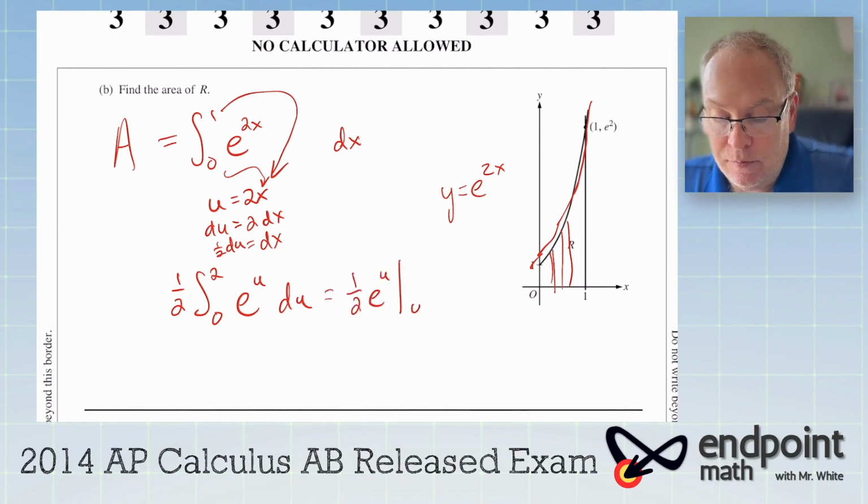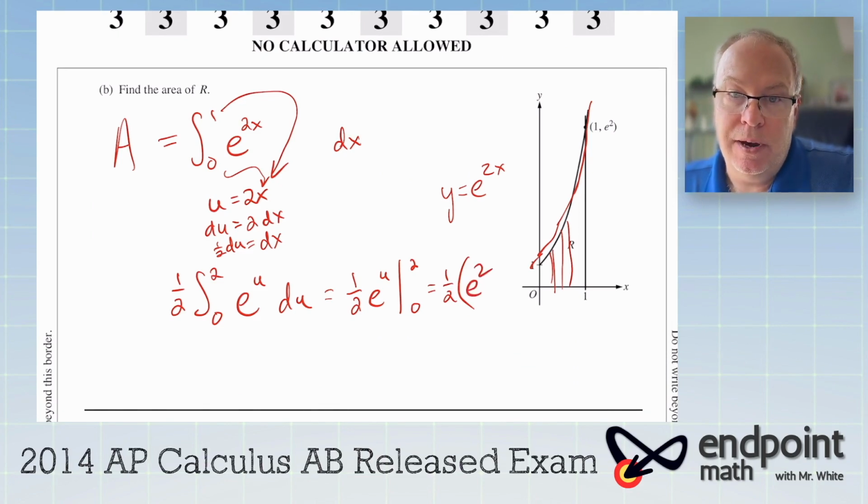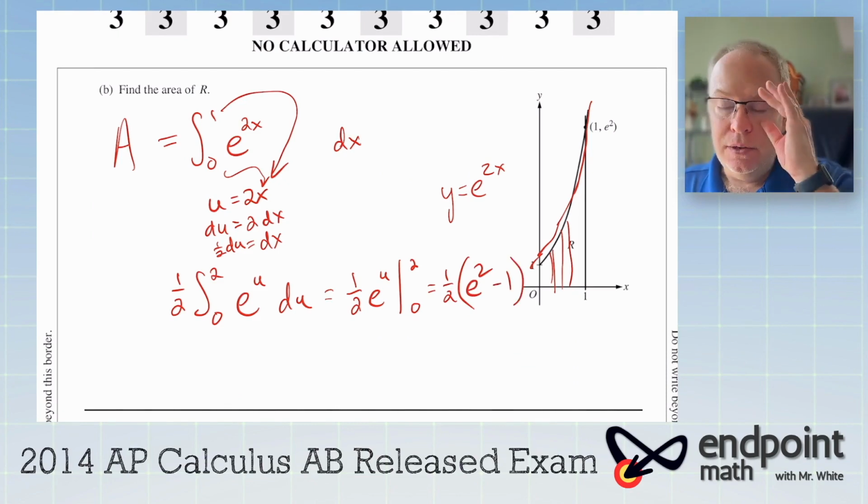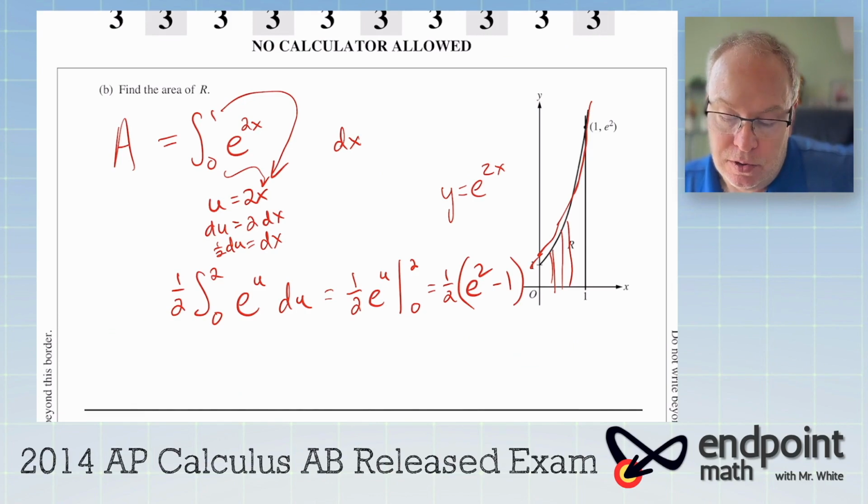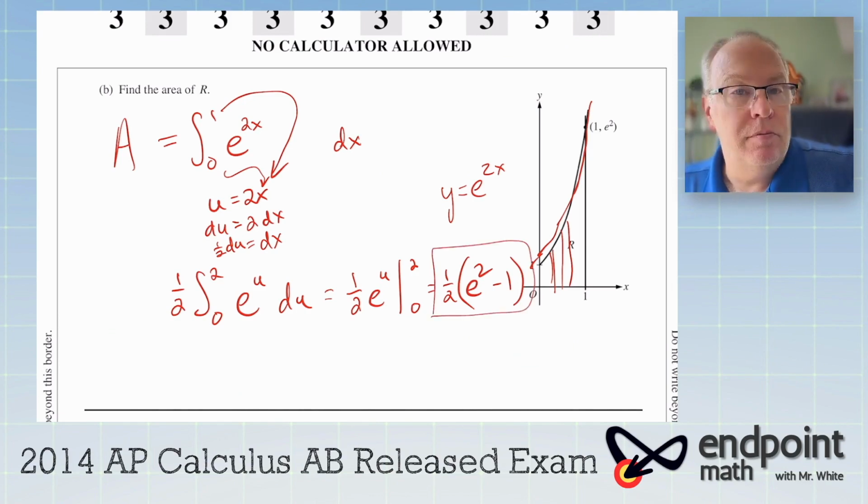You evaluate it from 0 to 2, and you get 1/2 times the quantity e squared, but don't forget, e to the 0 is 1. So you would have minus 1 there. e squared minus 1 in parentheses, all times 1/2. That would be the area of that region. All right, moving right along.